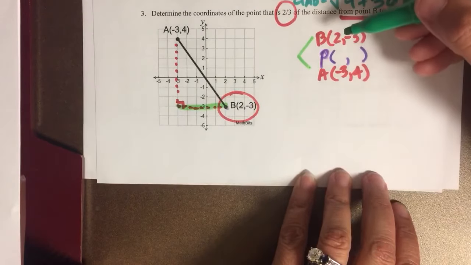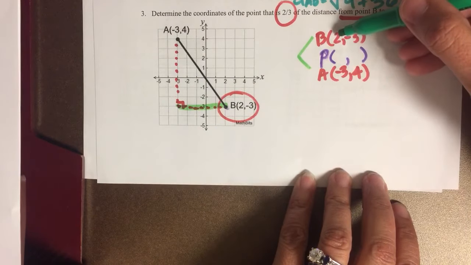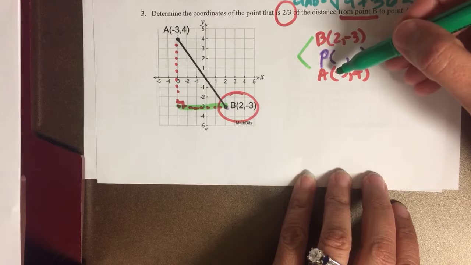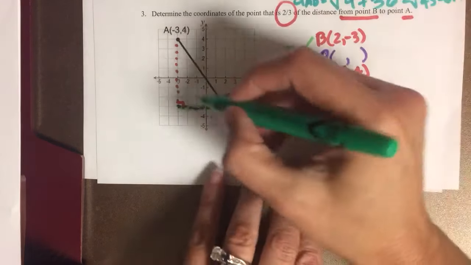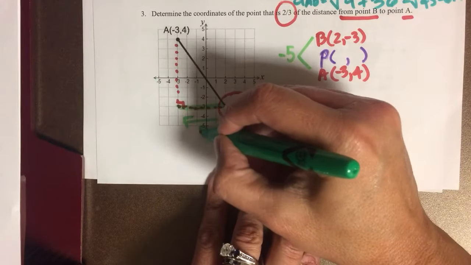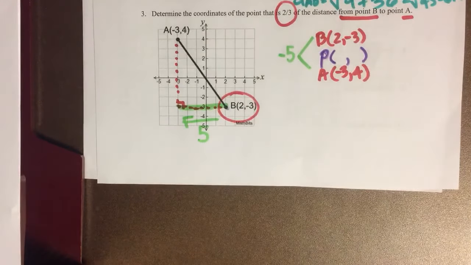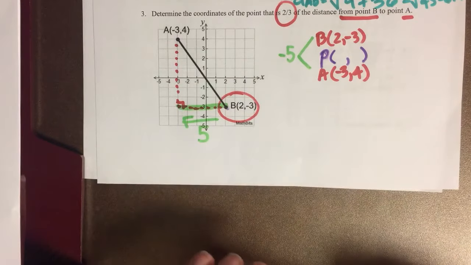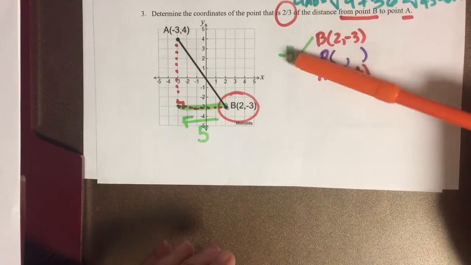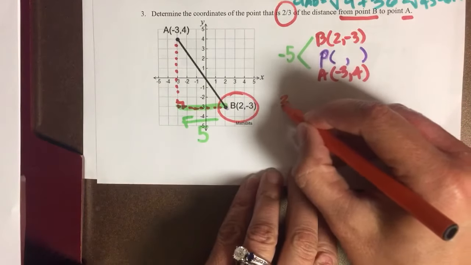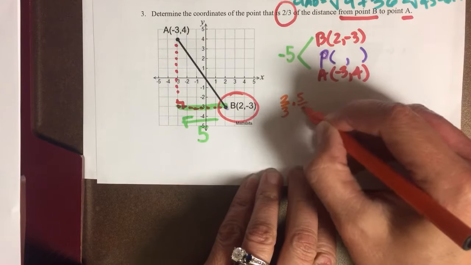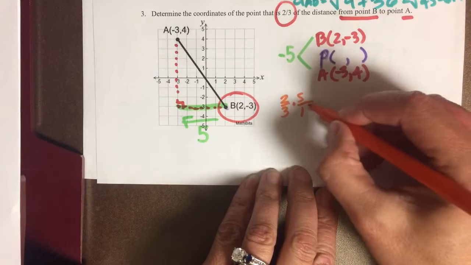How do I go the full distance from B to A? How did I get from 2 to negative 3? Well, I subtracted 5. So that means I went to the left 5 units. Okay, that's the full distance. Remember, we're only going to take 2/3 of it. So I don't want to go the full 5. I don't want to go 2 and then subtract 5. I only want to subtract 2/3 of 5. So what I'm going to do is take 2/3 of 5, and you can put -5 if you want to help you with direction.